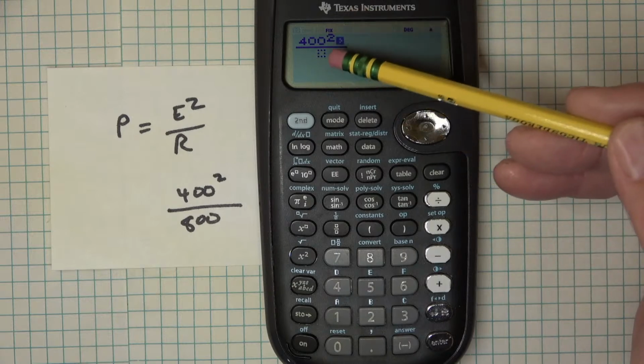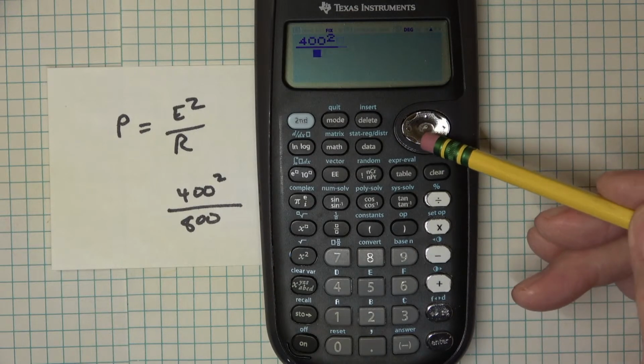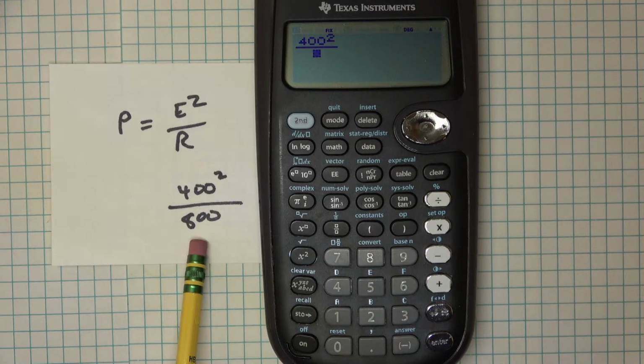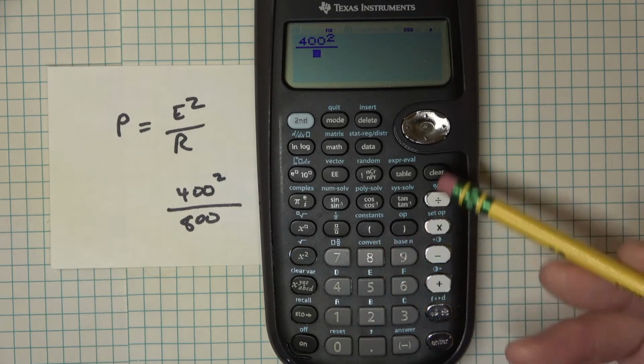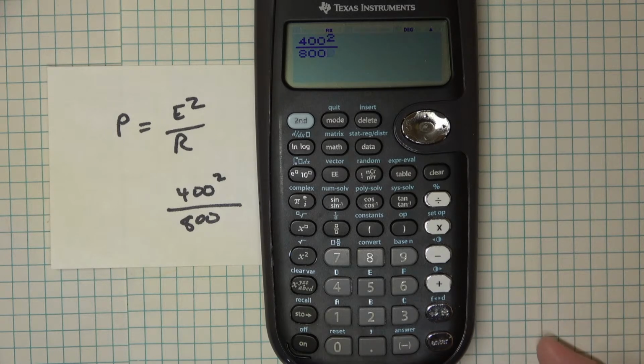Now we need to get down to the bottom box, so we use the navigation diamond down. Now that's blinking. And then we've got 800. It's the resistance. And then if we're really brave, we can press enter. I've got 200.00, which would be the power. Did everybody get that, or anybody have a question?